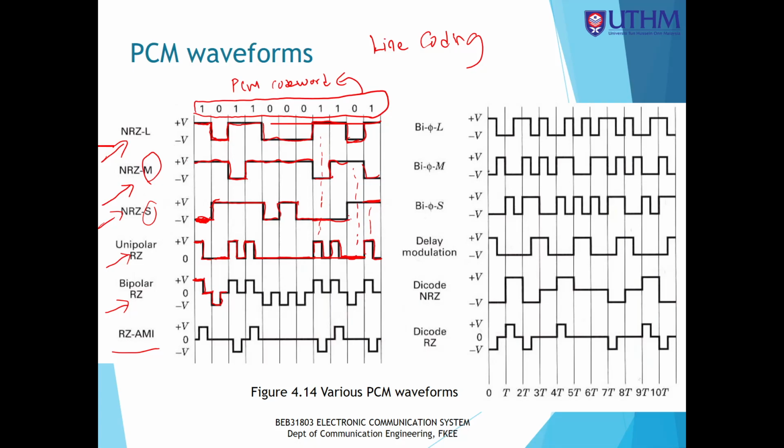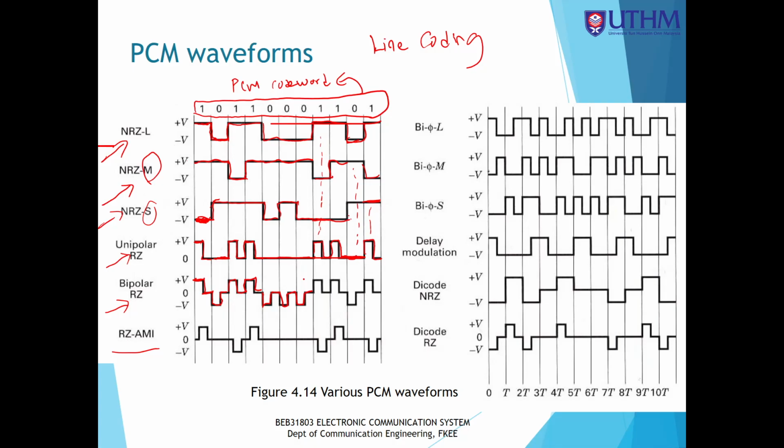And then the next input is logic 1. It will produce positive output voltage, return to zero. Another logic 1, so positive, return to zero. And then we have three zeros for the input, so it will produce negative output, return to zero, negative output, return to zero, negative output, return to zero.